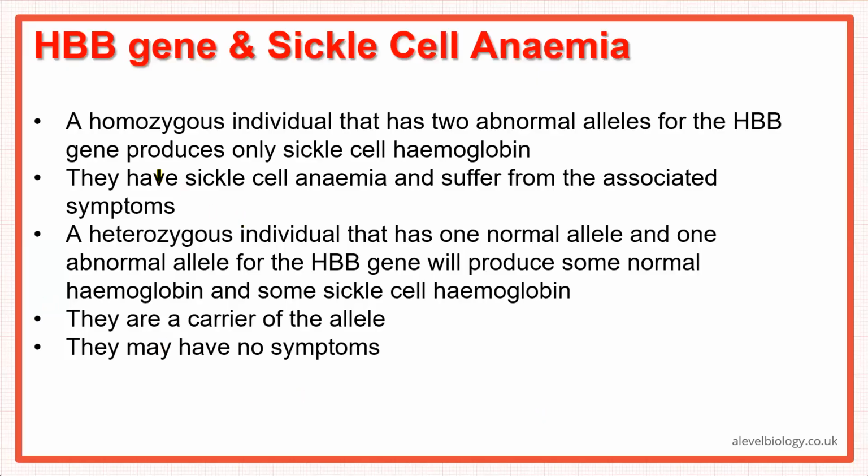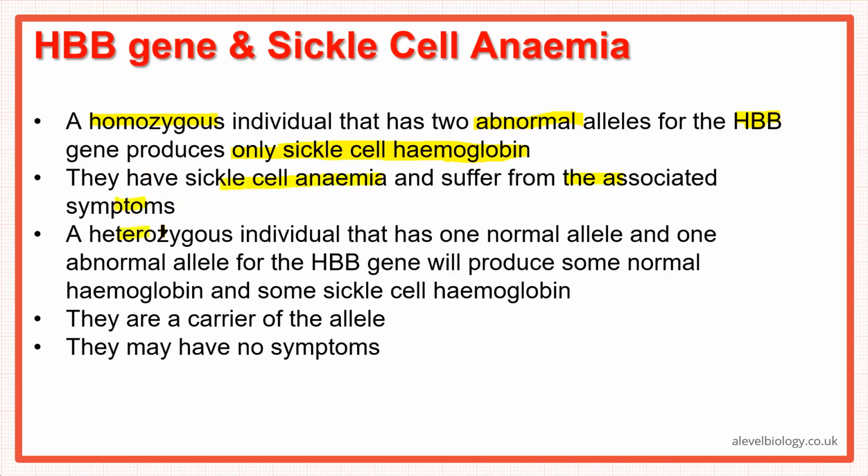So a person who is homozygous, right, and has two abnormal alleles for the HBB gene will produce only sickle cell hemoglobin, right? So they will have only sickle cell hemoglobin if the person is homozygous for sickle cell anemia. So these people will have the disease. They will have sickle cell anemia and they will suffer from the associated symptoms, right?